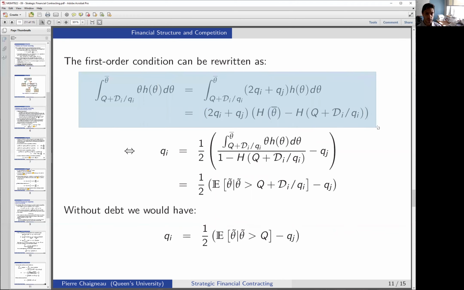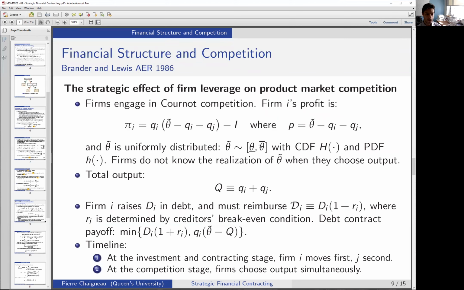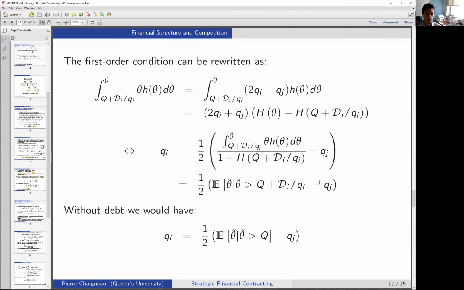All right, so now that we have this equation, we have QI here. So we're going to isolate QI on the other side of the equation. And we find that QI is equal to this. Actually, what I did here is that I replaced H of theta upper bar by 1, because theta upper bar is, of course, the upper bound of the support. What is this ratio? Well, this is simply the conditional expectation of theta, conditional on theta being greater than this amount that you can find here and there.